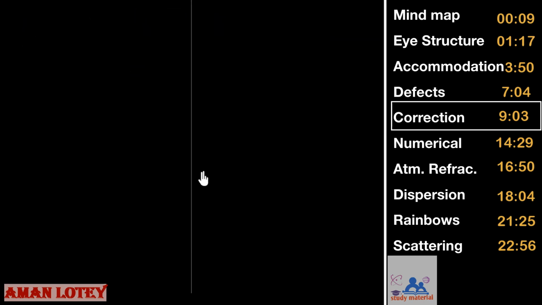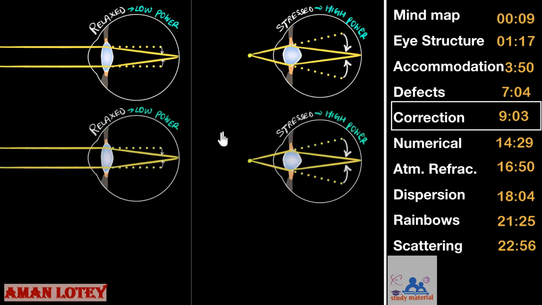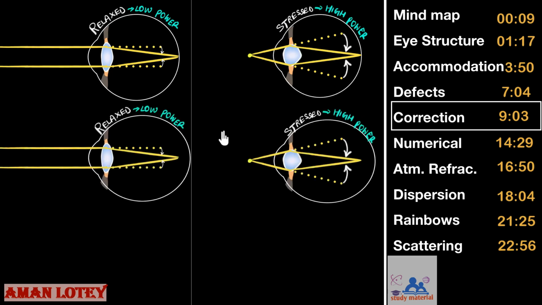So what I like to do first is start with your normal eye. Remember, if you have a normal eye, then when you're looking at things far away, your eyeballs are very relaxed and they are at the extremely low power. And when you're looking at something very close to you, your eyeballs are extremely stressed and they're at the highest power. Okay? Now let's take the same eyes and let's elongate those eyeballs and see what happens.